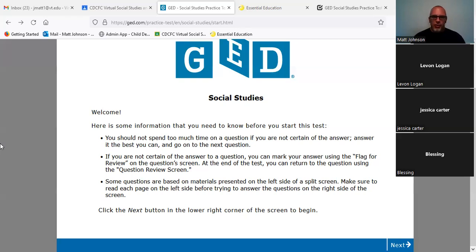If you're not certain of the answer to a question, you can mark your answer using the flag. We're not going to worry about that on the question screen, or well, maybe we'll see what happens. At the end of the test, you can return to the question using the questions review screen. Okay, well, maybe we'll do that.